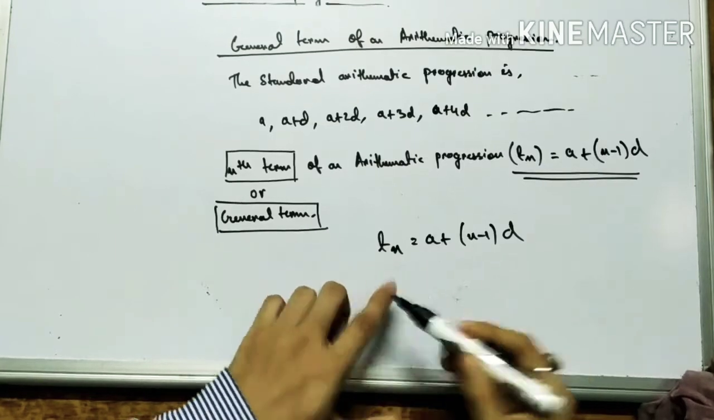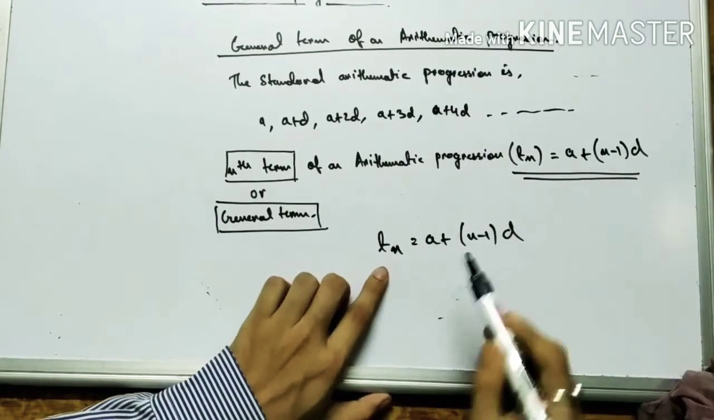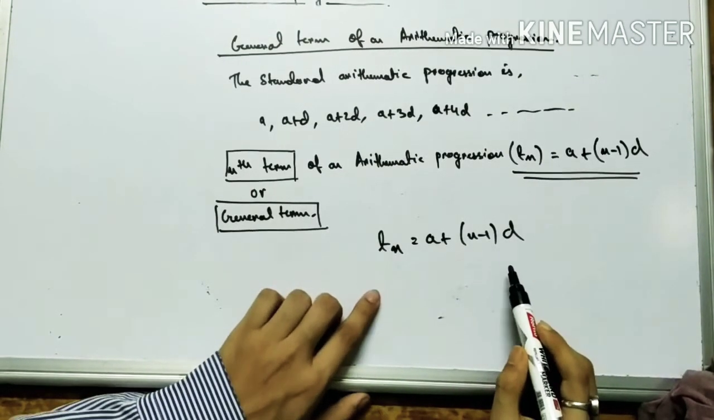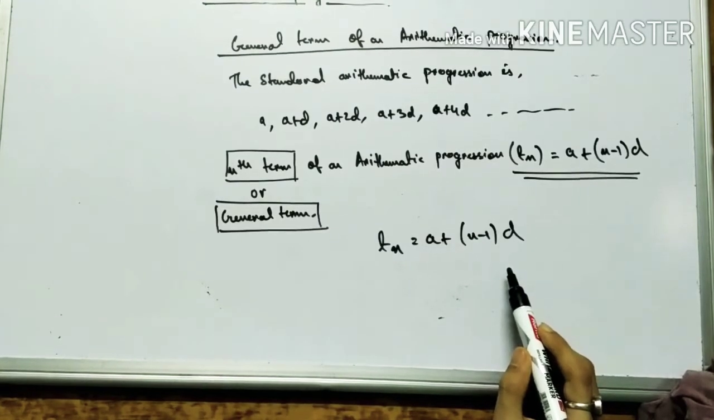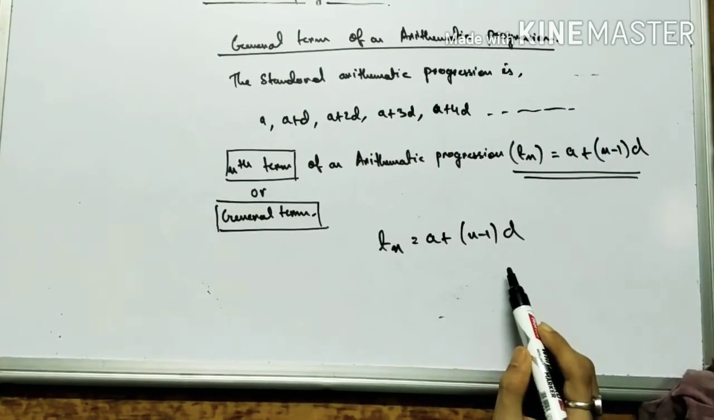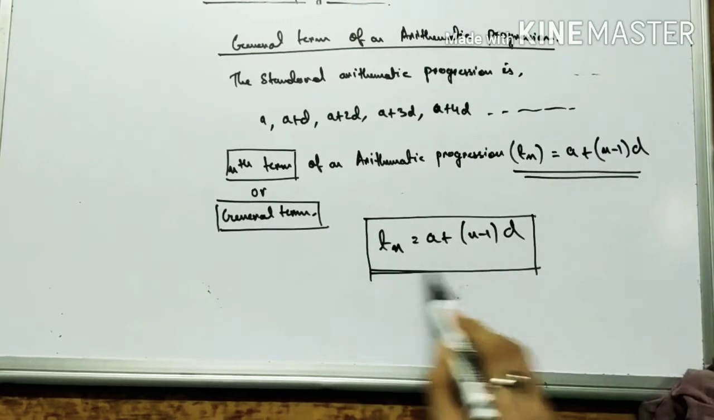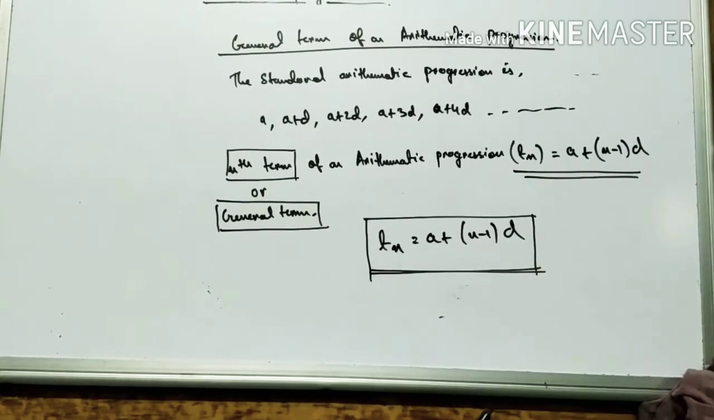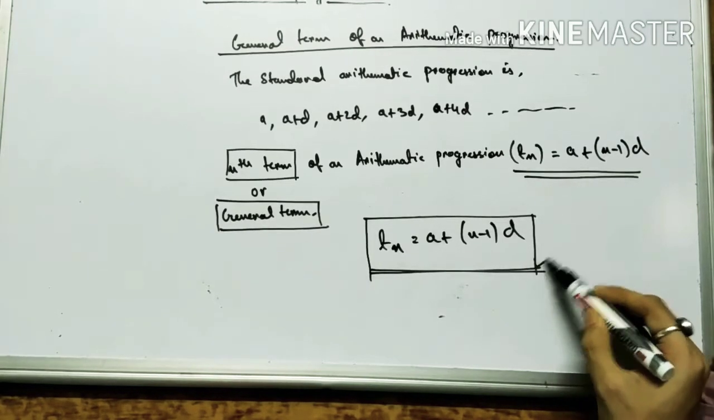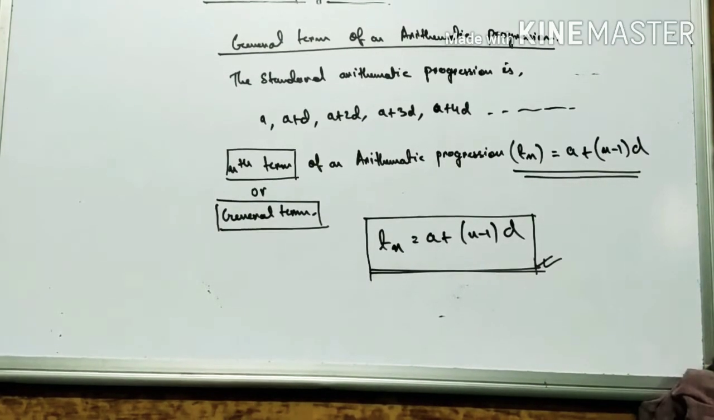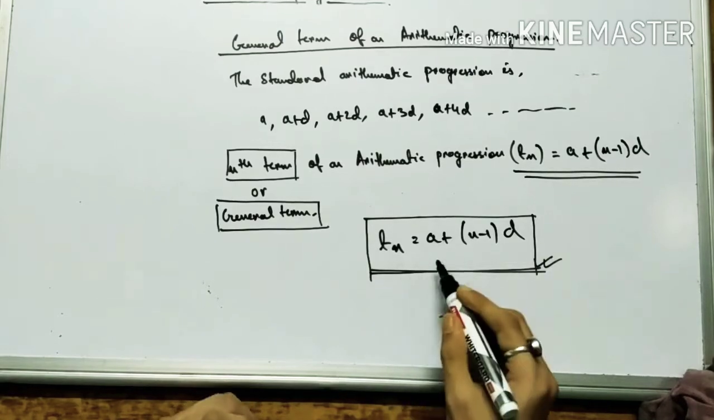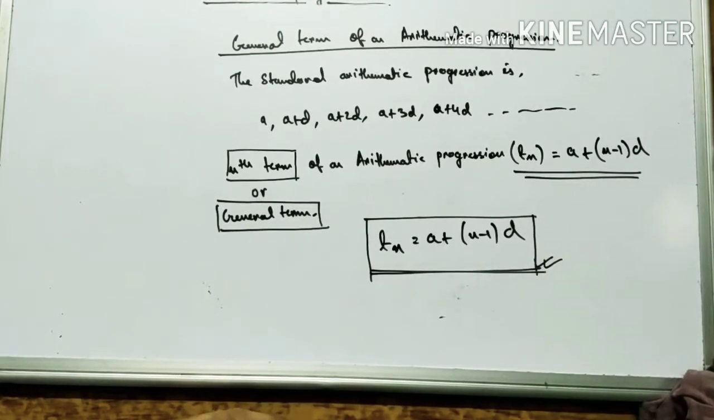In here Tn is the nth term of an arithmetic progression. This is called the general term or the nth term of an arithmetic progression. This nth term formula you will have to remember: Tn is equal to a plus n minus 1 into d.